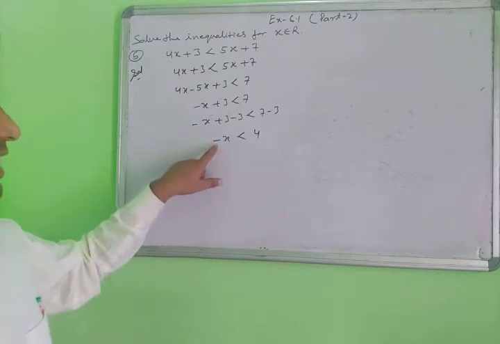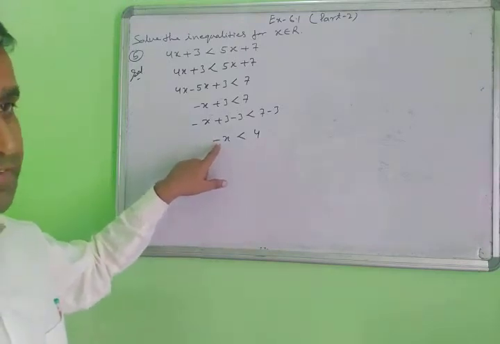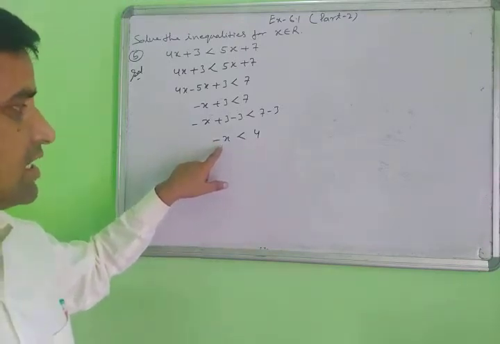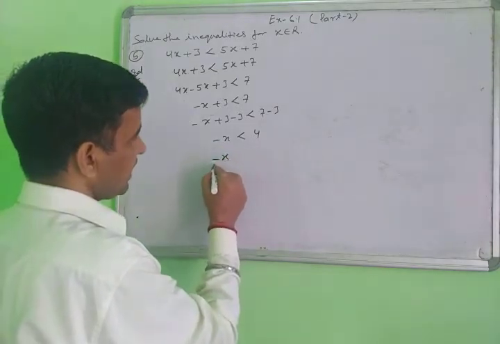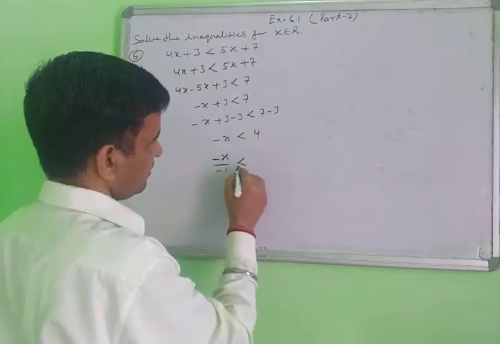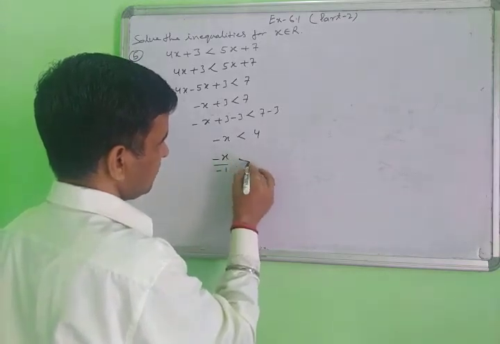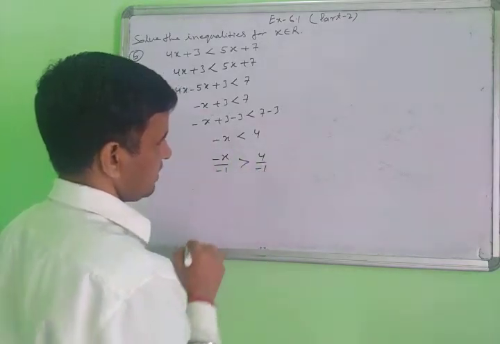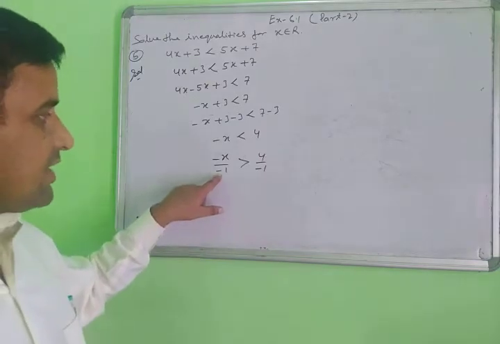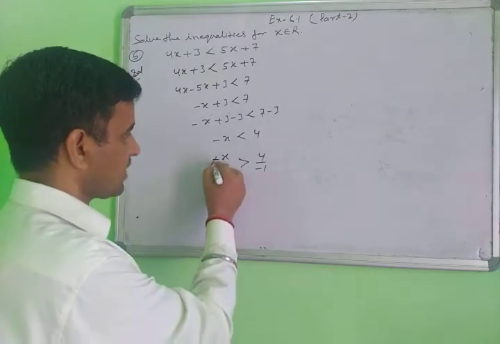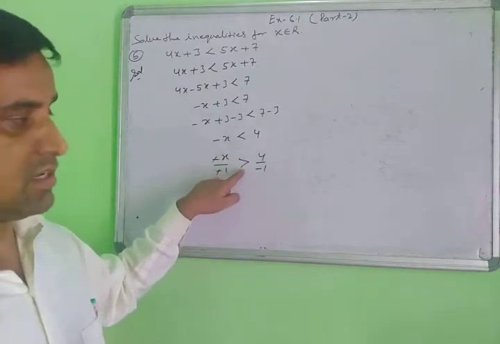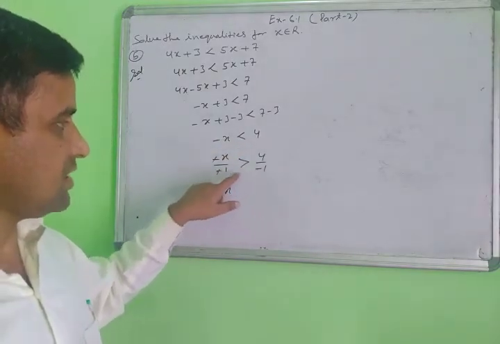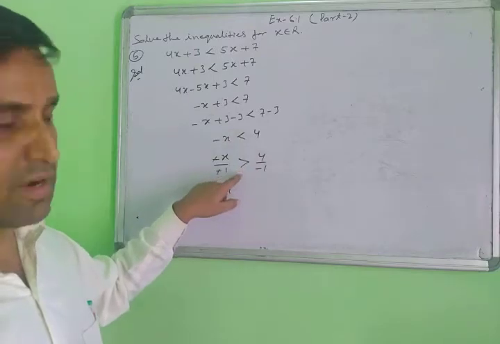But here there is a negative sign. How to remove this negative sign? When you multiply or divide by a negative number, the sign of the inequality is reversed. So when you multiply by minus 1, the sign changes to greater than: x greater than 4 times minus 1. When you divide by a negative number, the negative sign cancels, and the sign of the inequality is reversed.